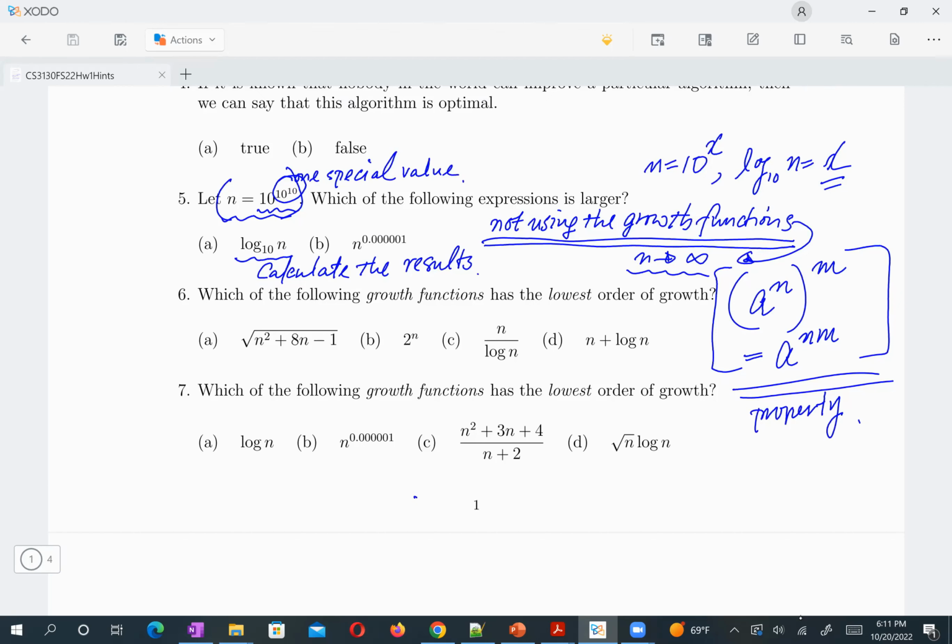Which of the following growth functions has the lowest order of growth? To do that comparison, here I just give you a few basic points. That kind of thing works for both question 6 and question 7. They are similar questions, so we can put them together and discuss these two questions together.